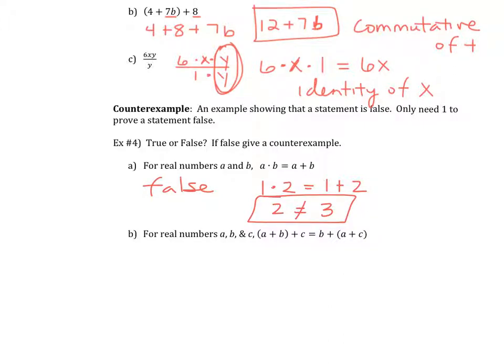For real numbers a, b, and c, is a plus b plus c equal to b plus a plus c? That is true. So you don't need to find a counterexample. There won't be one. There's no set of numbers that you could plug in here that will make this false. Okay. Basically what they did was they did the commutative property followed by the associative property, and it became that. Okay, so that is true.